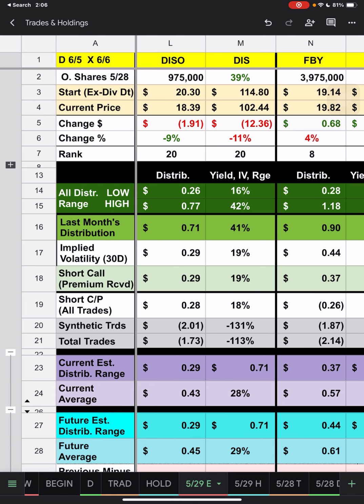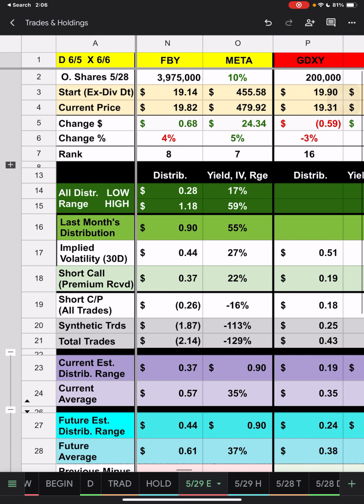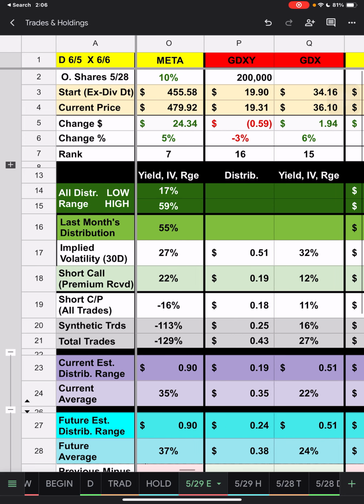So we got Dizzo here. We have the range of 29 to 71 cents with an average of 45. Yesterday we had 26 to 71 with an average of 46. Phoebe, oh yeah, I forgot to mention the new ones added in here. I started working on that today. But Phoebe here, 44 to 90 with an average of 61. Yesterday was 42 to 90 with an average of 61.